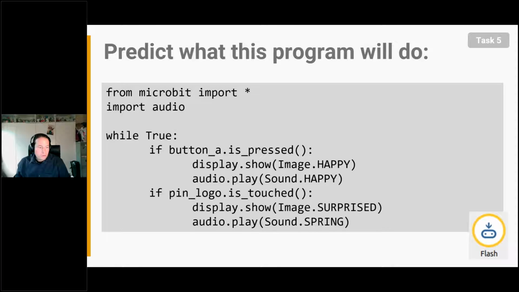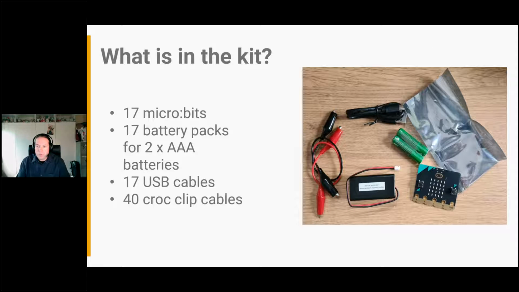Now, your local computing hub will have kits of microbits that you can borrow for free for up to 6 weeks, to give you a chance to try using microbits in the classroom with your students. So what's in the kit if you borrow it? Well, you get 17 microbits, you get 17 battery packs for AAA batteries, you get 17 USB cables and 40 crocodile clips. So there is everything you need there to actually run a class set, so that you can actually teach the students to program their microbits.